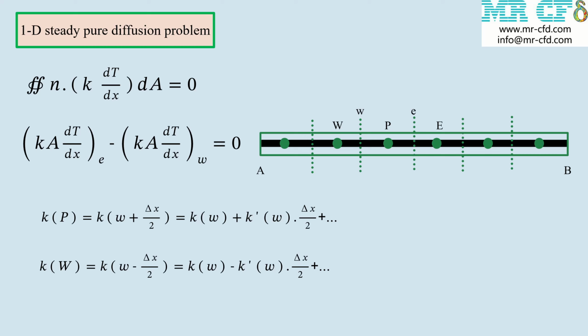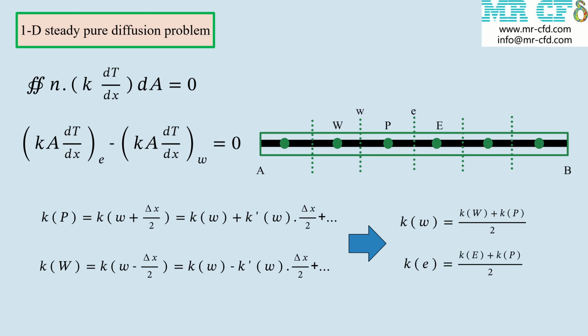So by adding thermal diffusion at nodes P and W and dividing by 2, the thermal diffusion at face w will be calculated. In the same way, we can show that the thermal diffusion at face e is the average of the thermal diffusion at nodes P and E. Because we use information from both sides, this technique is known as central differencing.